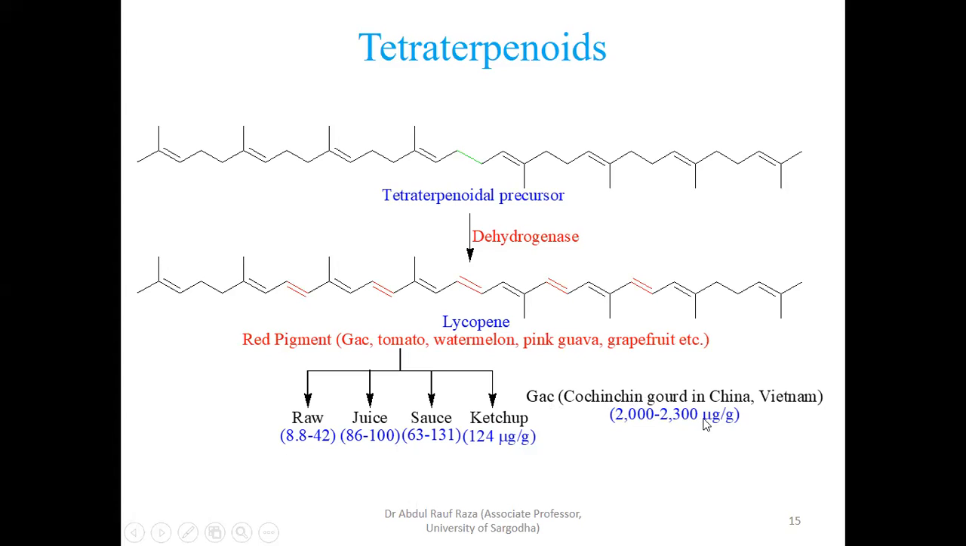You see, compare this with the second richest source, tomato and watermelon, where the largest is 131. GAC is 2000, more than 100 times enriched. GAC is the richest source of lycopene.